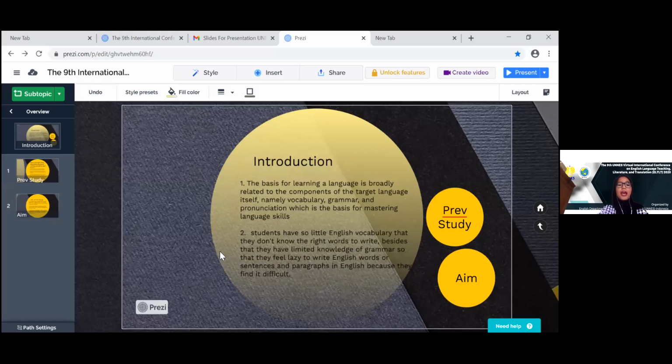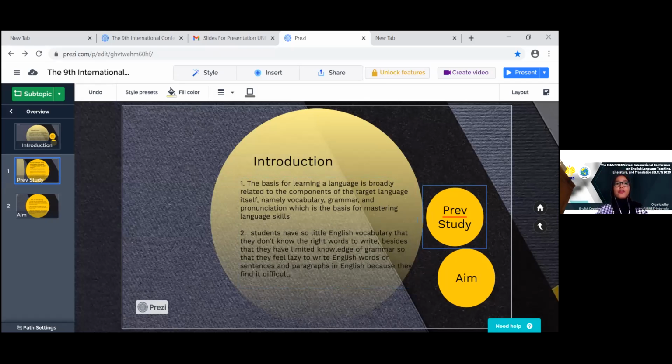So it makes them have so little English vocabulary. It is motivated by students who generally have little enthusiasm for writing assignments because they find it difficult to make a writing because they have less vocabulary, they have a big problem with grammar, and so on and so forth.